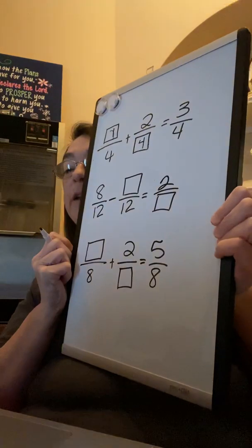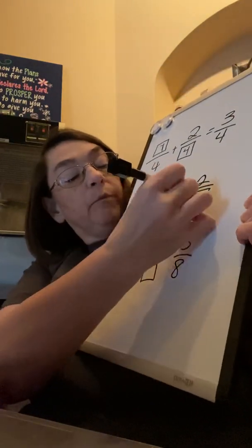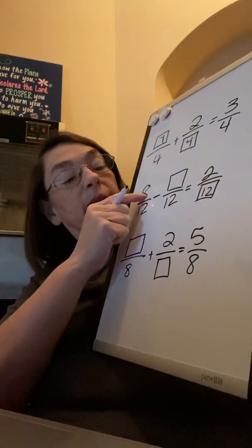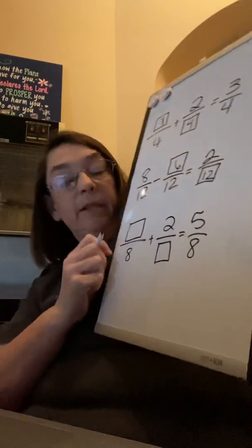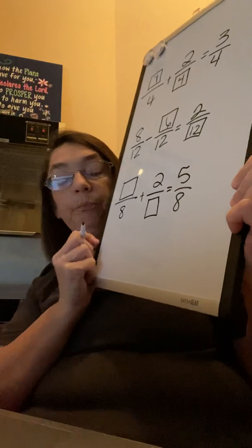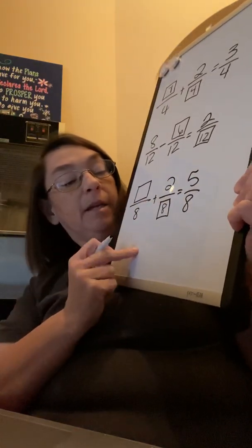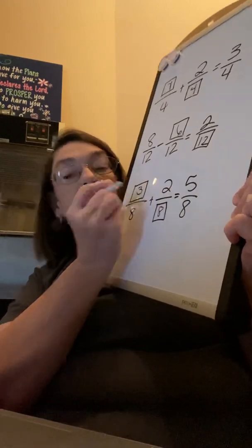I finished A. Now I go to B. 12, 12. Well, I know this one has to be 12. 8 minus what gives me 2? Well, that number would be 6. And then I've got 8 and 8. So I know the bottom's going to be 8. What plus 2 gives me 5? That would be 3.